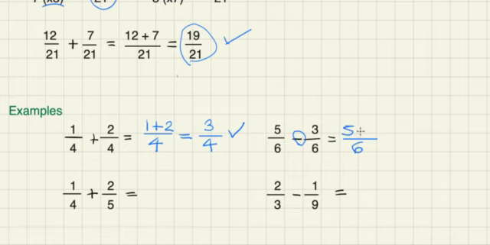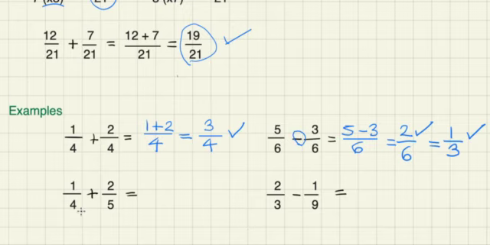So 5 minus 3 equals 2 over 6. Can this be simplified anymore? Yes, it can, because 2 goes into 2 once. 2 goes into 6 3 times. So this is the answer. This is also the answer, but it's always best to simplify it.